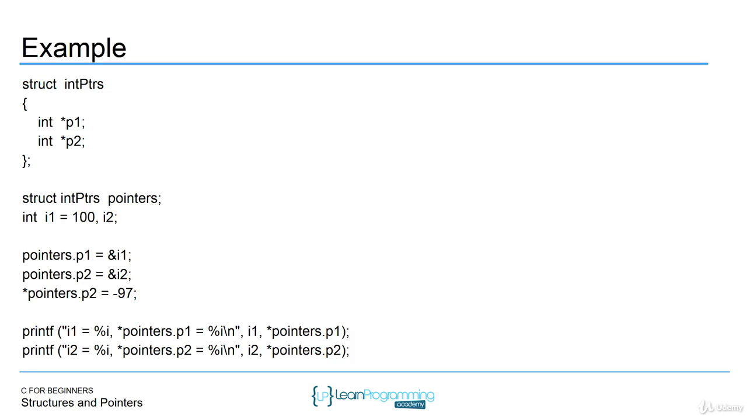So in that first one, we're saying i1 equals %i, comma, pointers.p1 equals %i. The first one inside the double quotes is just printing out that actual text. It's not dereferencing anything. After the comma is where we're doing the dereferencing. We're first printing out i1, which is 100, and then printing out pointers.p1, which would be 100. And then i2 is actually going to be negative 97 after we assign it to p2.